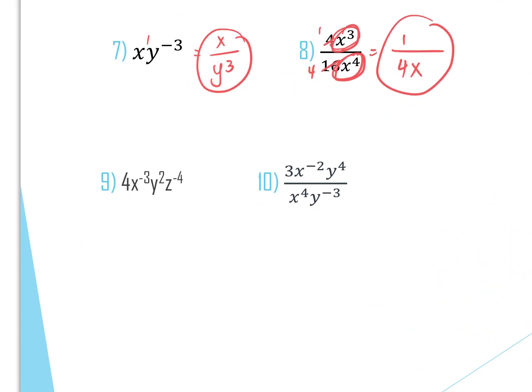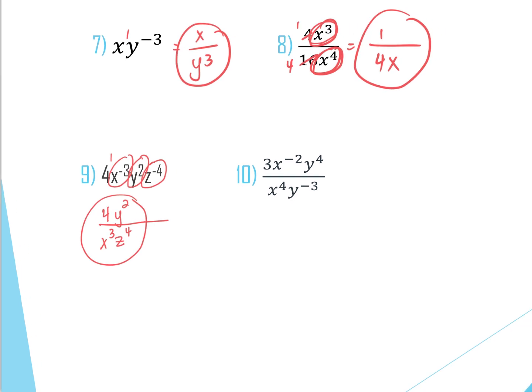When I come to 9, I'm going to look at it, and I'm going to just move things on the bar, right? 4 is to the first power, so it stays at the top. X is to the negative 3 power, so I'm going to move it down. Y is to the positive 2 power, so it stays up. And Z is to the negative 4 power, and so it goes down. And so this is the answer, 4y squared over x cubed, z to the 4th.